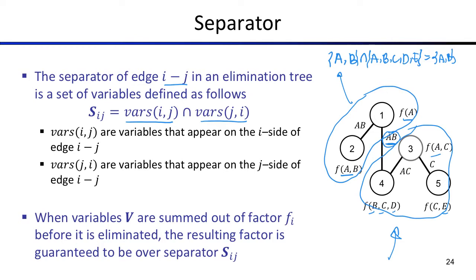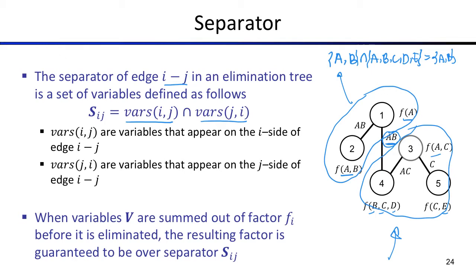And the separators are important because when you want to eliminate the variables during the factor elimination process, we want to know which variables we can eliminate and which ones we should maintain. The variables in the separator are exactly the ones that we want to keep. All the other variables do not occur on the other side of the edge, so we can eliminate those variables.